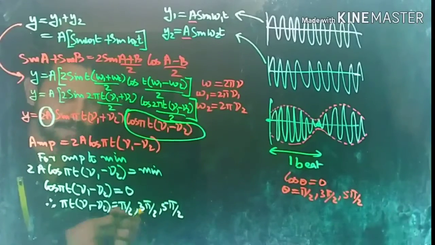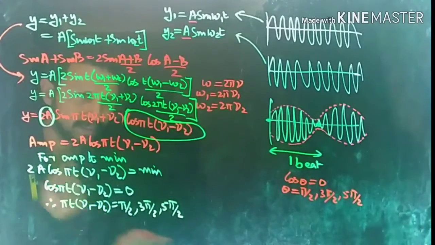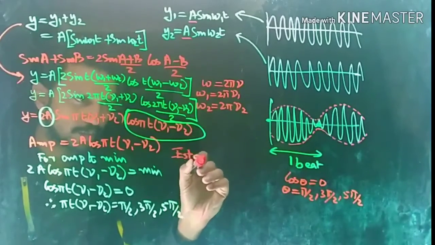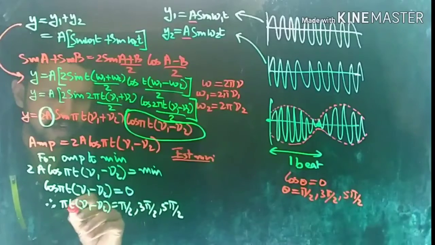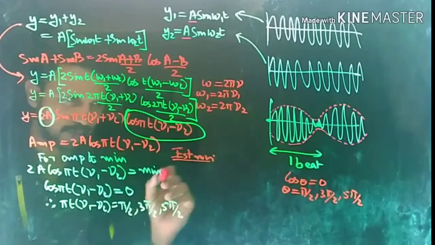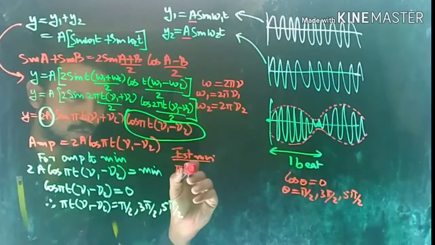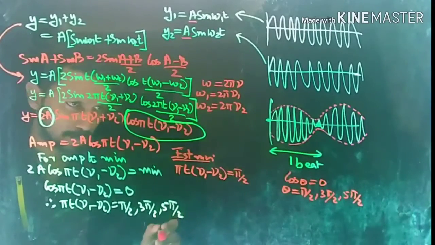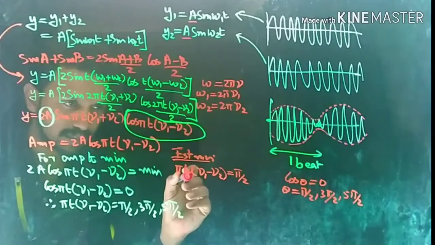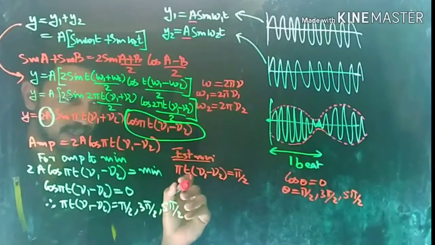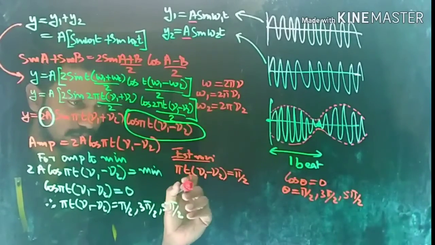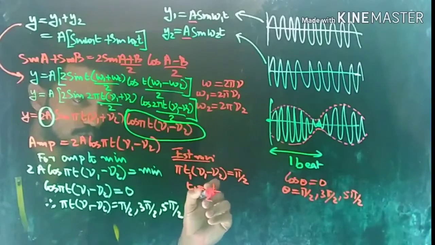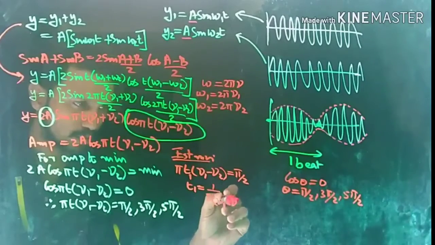Now I am writing what will be the case for the first minimum. For the first minimum, the value of the angle should be equal to pi by 2. That means pi t into nu 1 minus nu 2 should be equal to pi by 2. I am replacing this t as t1 since it is the first minimum. Then pi and pi get cancelled, and I can write t1 is equal to 1 by 2 into nu 1 minus nu 2.